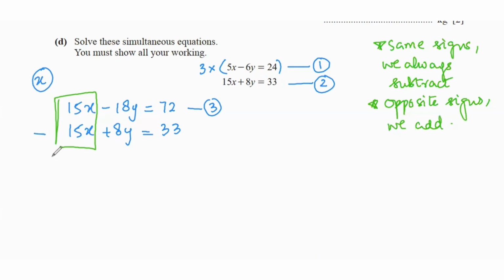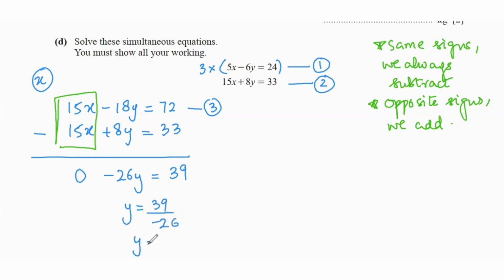So that's 15x minus 15x is 0. Negative 18y minus 8y is negative 26y. And 72 minus 33 is 39. So y would be 39 divided by negative 26, and that's going to be negative 1.5.